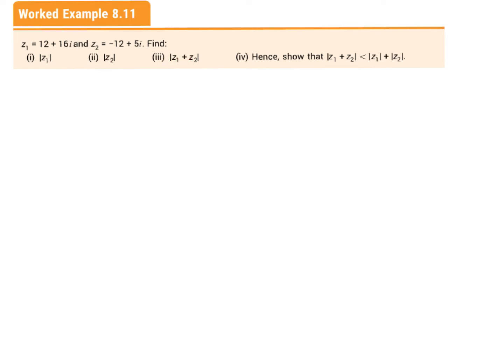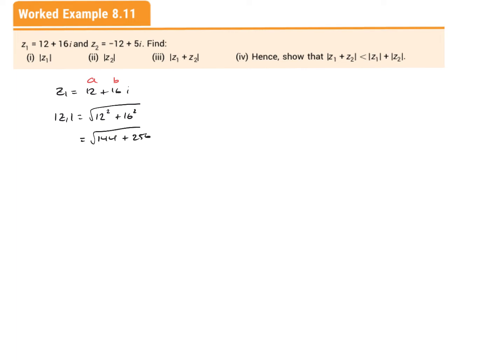So let's have a look at these. Okay, so the modulus of z1, well, z1 is equal to 12 plus 16i. We're going to label it a and b, and then we're just going to put it through the formula. So the modulus of z1 is equal to a squared, which is 12 squared, plus b squared, which is 16 squared, square rooted. And that's equal to 12 squared, which is 144, plus 16 squared. Get your calculators out and do this, guys, which is 256, square rooted.